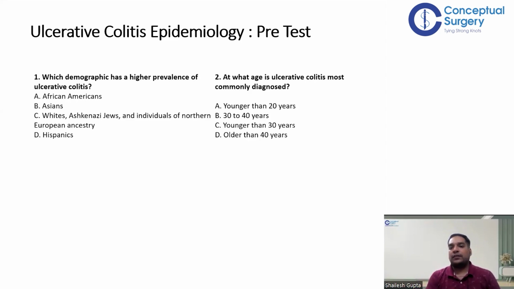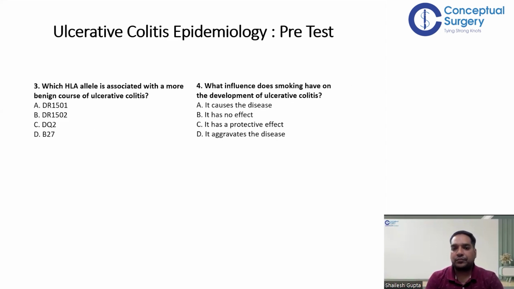किस एज ग्रुप के अंदर सबसे पहले हम ulcerative colitis को diagnose करते हैं? Question number 3: which HLA allele is associated with a more benign course of ulcerative colitis? DR B1 1501, DR 1502, DQ2, B27. So guys, हम लोग बहुत जनरल भी पढ़ रहे हैं और बहुत स्पेसिफिक भी पढ़ रहे हैं. So we are covering each thing, right? So I would request the students to please type their answer in the chat box.